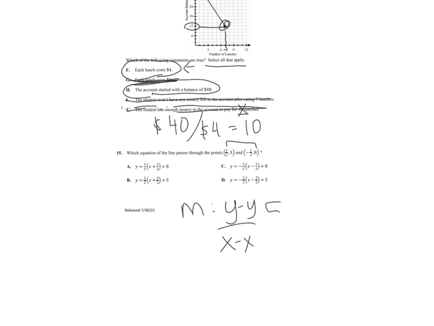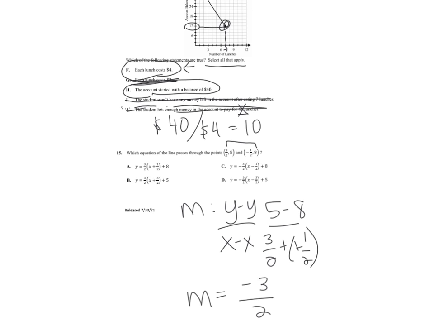So 5 minus 8, and then this would be 3/2 minus negative 1/2, because it was already negative. Well, 5 minus 8 is negative 3. And then a negative and a negative will cancel each other out. 3 halves plus 1 half is 4 halves, which is 2. So there's my slope, negative 3 over 2.